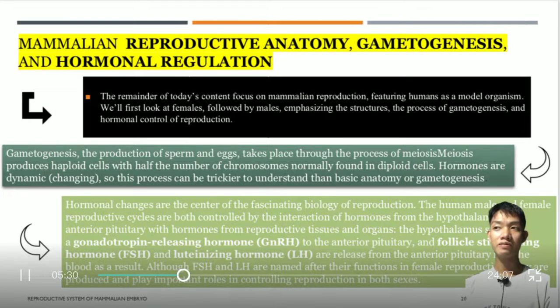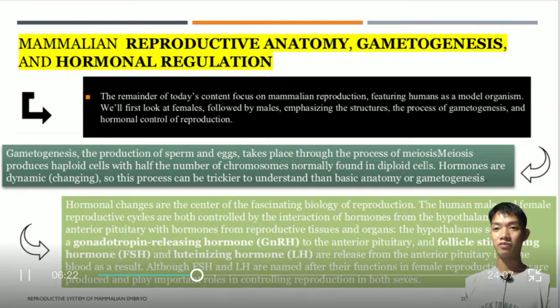In mammalian reproductive anatomy, gametogenesis, and hormonal regulation, this is the reminder that today's content focuses on mammalian reproduction, featuring humans as a model organism. We'll first look at males, followed by the females, emphasizing the structures and the process of gametogenesis and the hormonal control of reproduction. Gametogenesis, the production of sperm and eggs, takes place through the process of meiosis. This meiosis produces haploid cells with half the number of chromosomes normally found in diploid cells.